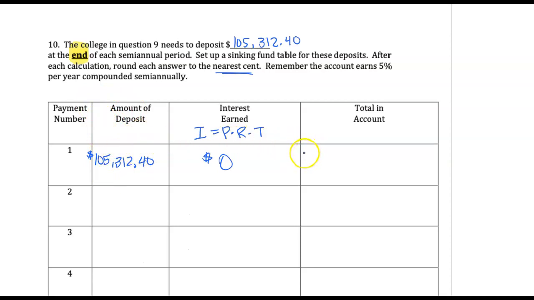The total amount in the account is our deposit plus our interest, which in this case is $105,312.40. You have row 1 finished.